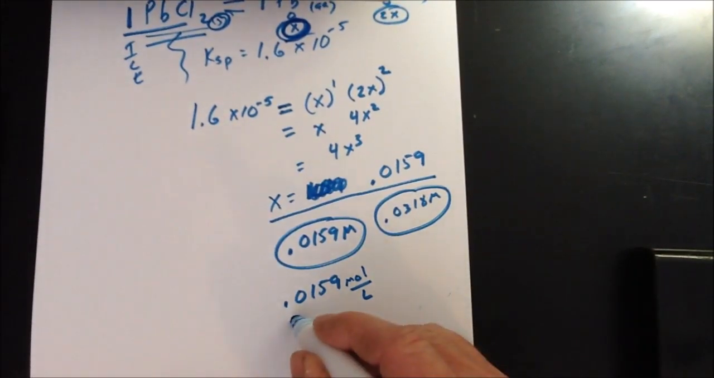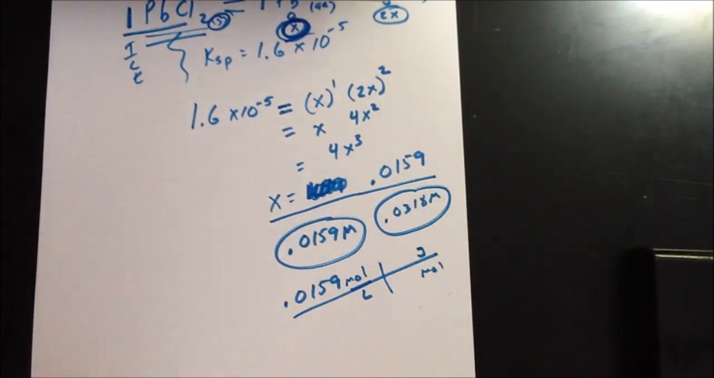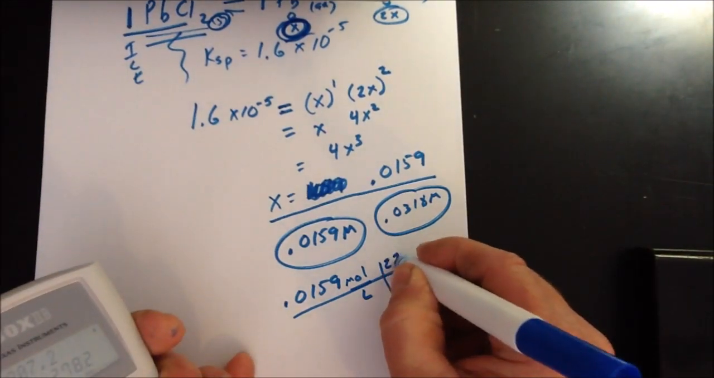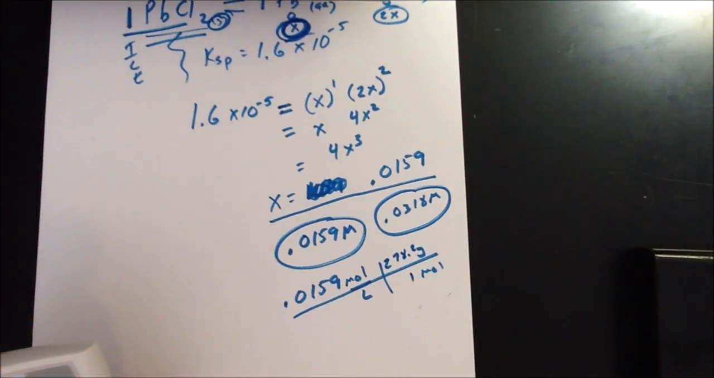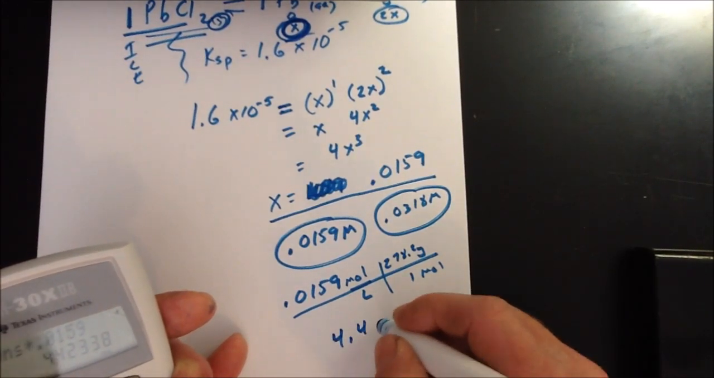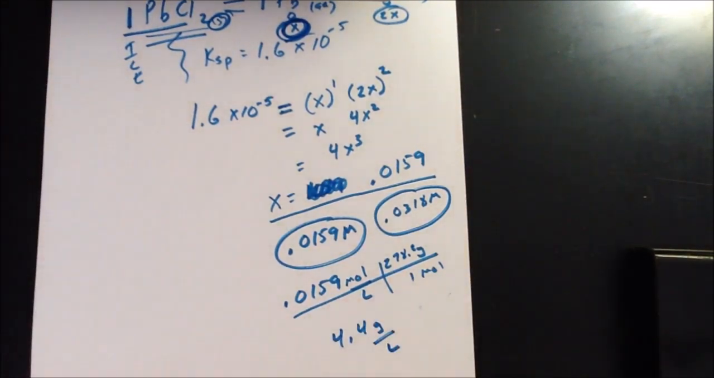If we want to convert that to a gram solubility, all we've got to do is go from moles to grams. The molar mass of PbCl2 is 71, and Pb has a molar mass of 207.2. So I get a total molar mass of 278.2 grams per mole times 0.0159, and I get 4.4. I believe we were at 2 sig figs in the beginning, so let's go back to that: 4.4 grams per liter.